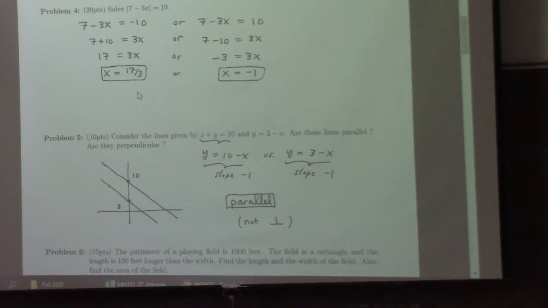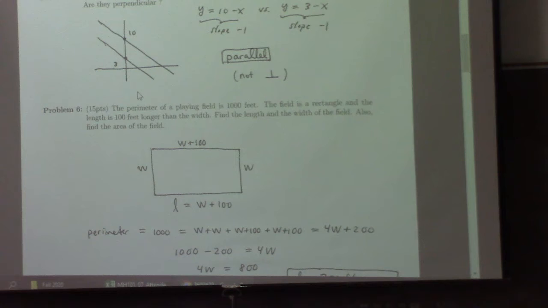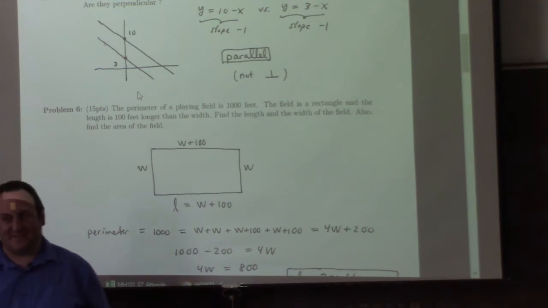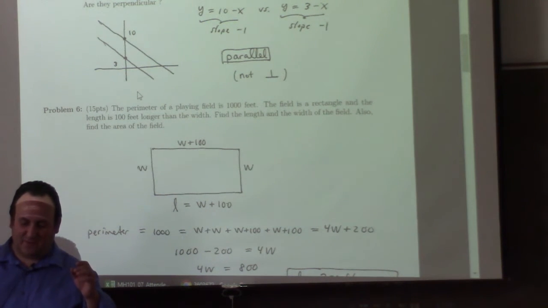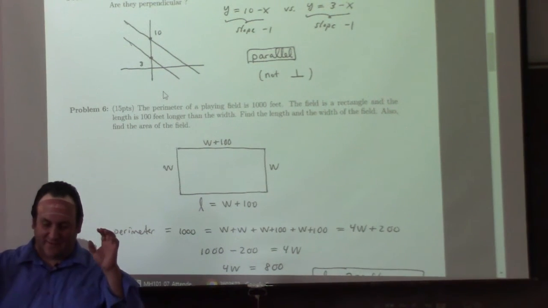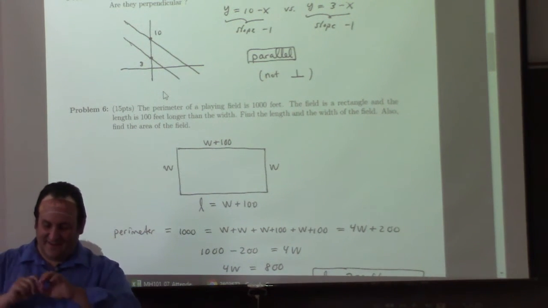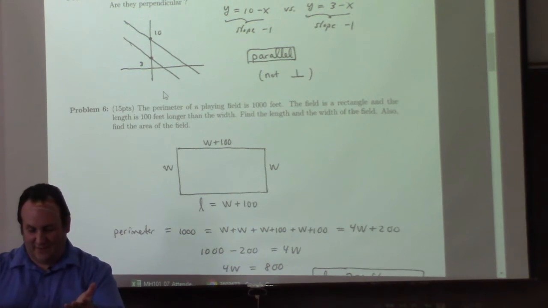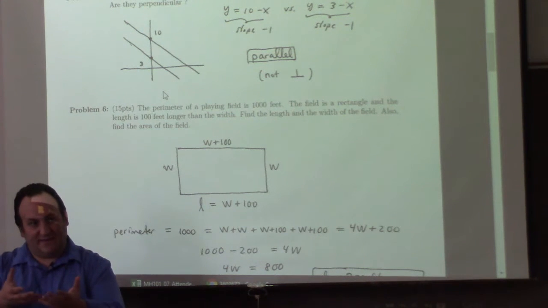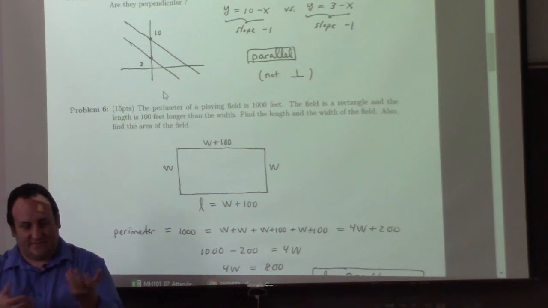Problem 5. I saw some, you guys made me laugh. Problem 5, some people wrote some crazy stuff here. So my favorite wrong answer is some people, and it wasn't just one person, a couple people said this. The first line is parallel. The second line is perpendicular. You can't know. Parallel and perpendicular, we need a pair of lines. It's a way of comparing 2 lines together, right? Parallelness and perpendicularity, these are not properties of a line. You have to have a pair of lines.